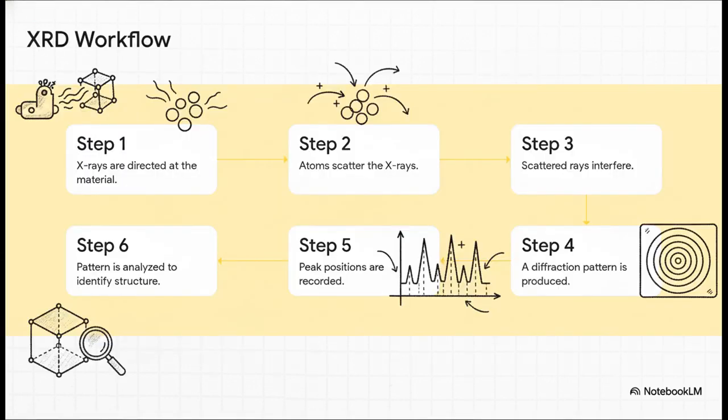So let's just recap that whole workflow one more time. First, you hit the sample with X-rays. Second, the atoms scatter those rays. Third, those scattered rays interfere with each other. Fourth, that interference creates a unique diffraction pattern. And finally, we record the peaks from that pattern and analyze it to figure out the structure. It's a really clear, powerful process.